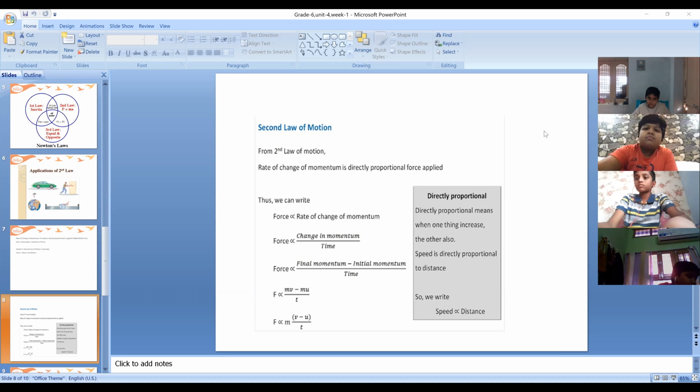So, Newton's second law of motion states that the rate of change of momentum is directly proportional to force applied. Directly proportional means that when one thing increases, the other also increases. Speed is directly proportional to distance: when distance increases, the speed also increases. So write down this second law in your book. We'll have a look at the video to see what this second law is and an example.